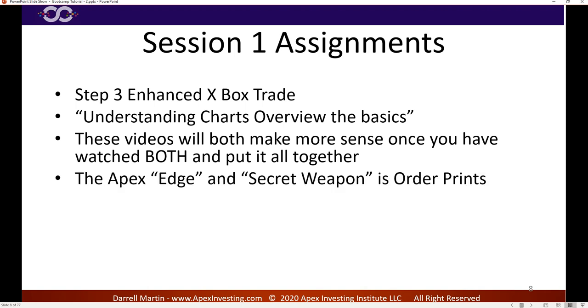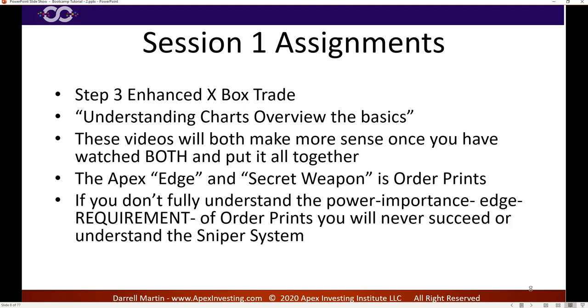And you really have to understand order prints is the apex edge. It is our secret weapon. If you don't understand order prints, the power of it, the importance of it, the requirement of it, you'll never succeed or understand in the sniper system. That's what it's all about, and that's what I'm going to spend most of our time on today: order prints and what these things are on your chart, and really helping you understand what it's all about.